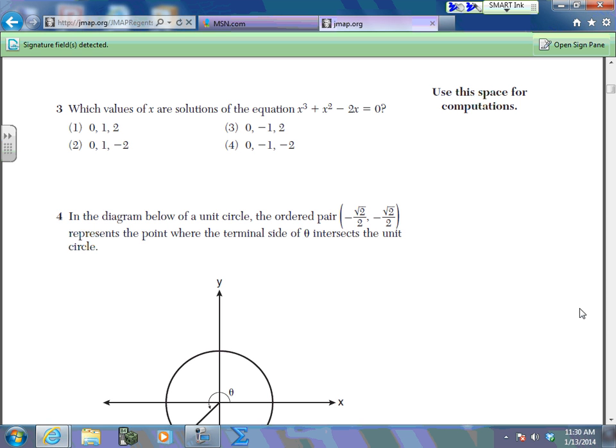You could graph it. You could put this in your y equals and graph it and look for where y is equal to 0. Look in your table for where y is equal to 0 and see where these guys are. That's another way to do it.